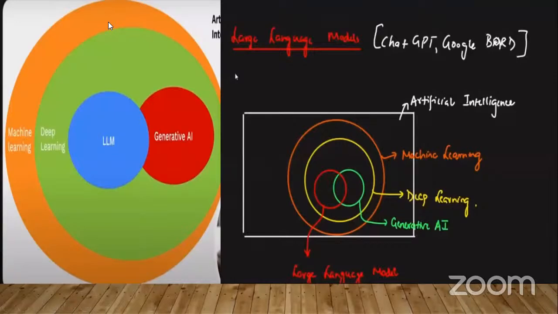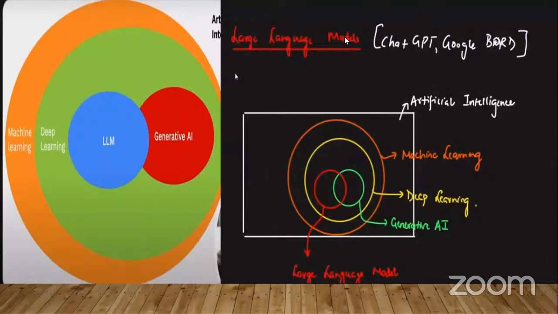So whenever we are talking about generative AI or LLM, you will be able to understand that we are talking about deep learning, which is a subset of ML, and in fact, which is a subset of AI. So that is generative AI. It is nothing but a part of deep learning only.